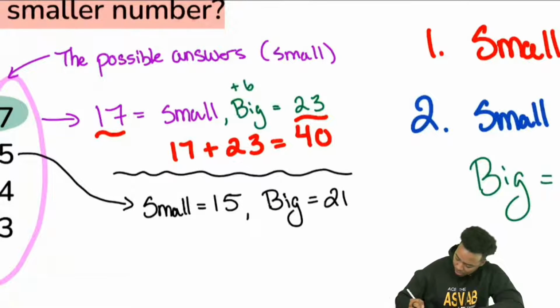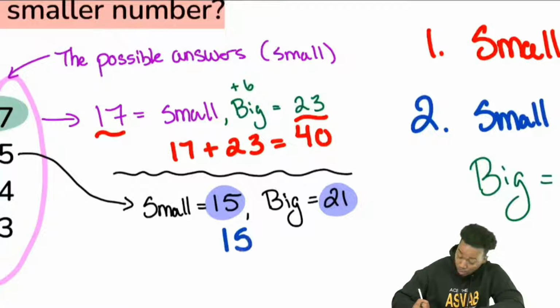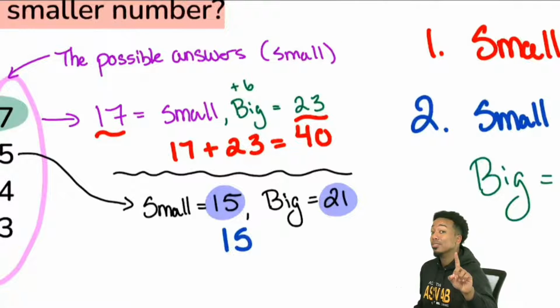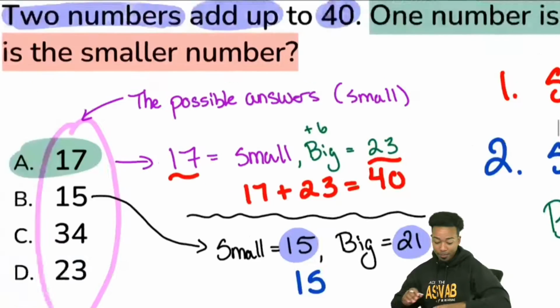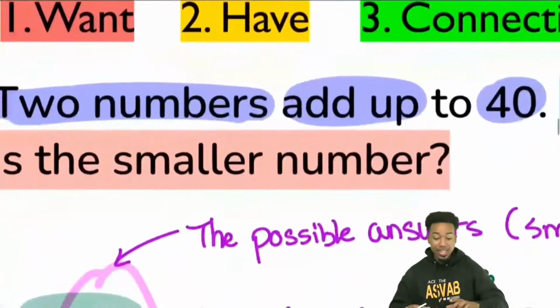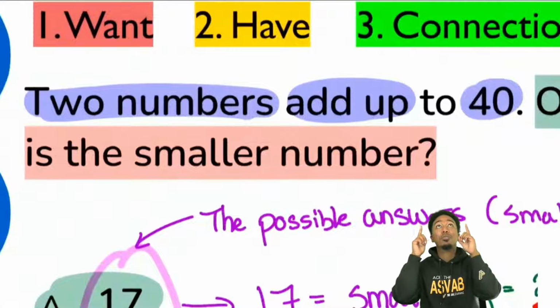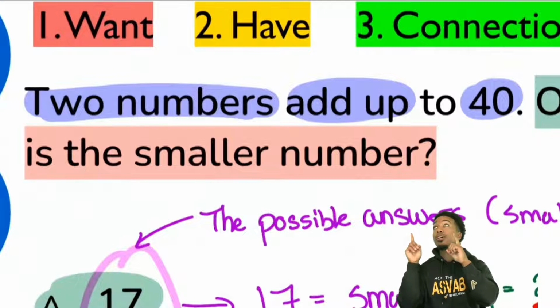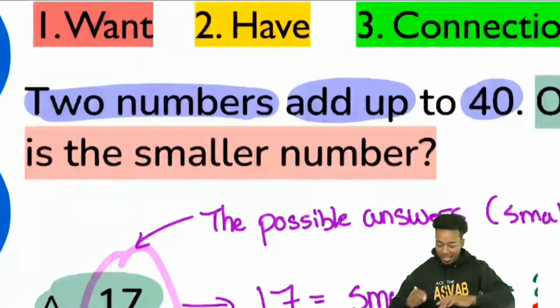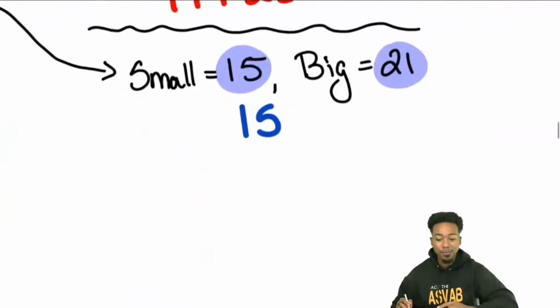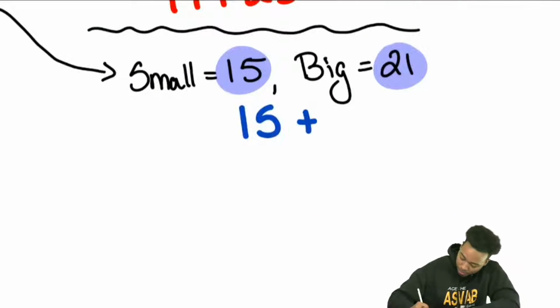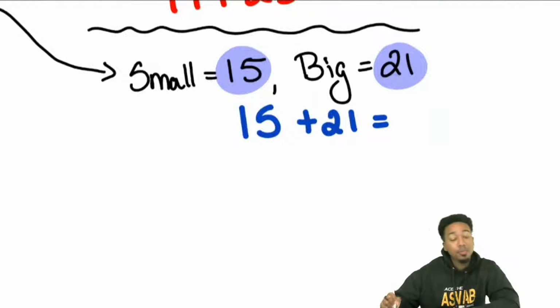So what happens, everybody, if we add 15 and 21 together? Again, it's supposed to add up to what? 40, right? What does it say? It's right here in blue. Two numbers add up to 40. Let's see if that's the case here. 15 plus 21. What's that going to be?